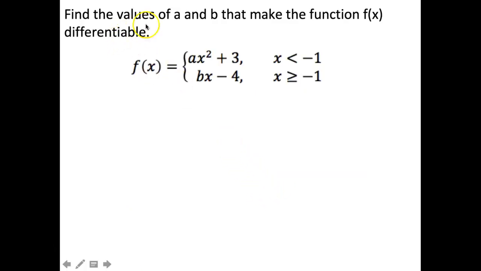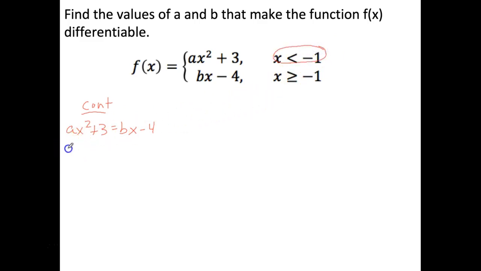Okay, now what we're going to be doing is finding the a and the b value that's going to make it differentiable. So if you notice here, remember differentiability is set up so that first it needs to be continuous. And I just showed you how to make a function continuous. So we're going to do the exact same thing here. So let's set these two things equal to each other. ax squared plus 3 equals bx minus 4. And same thing, we're trying to do that at an x value of -1.